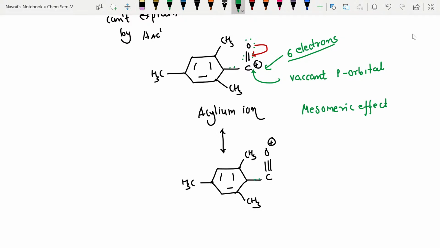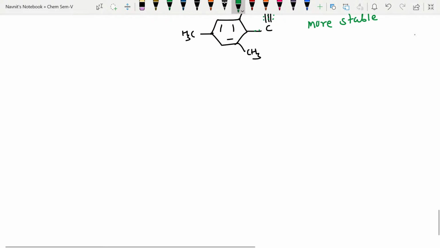Look at this here: 1, 2, 3, 4, 5, 6, 7, 8. And oxygen also has one lone pair. Now count the octet electrons in the outer shell: 1, 2, 3, 4, 5, 6, 7, 8. Means octet of carbon as well as oxygen are completed. That means now this cation is more stable. So this cation is stabilized by mesomeric effect and also stabilized by hyperconjugation, because we have 3 methyl groups at ortho and para position to this cation.